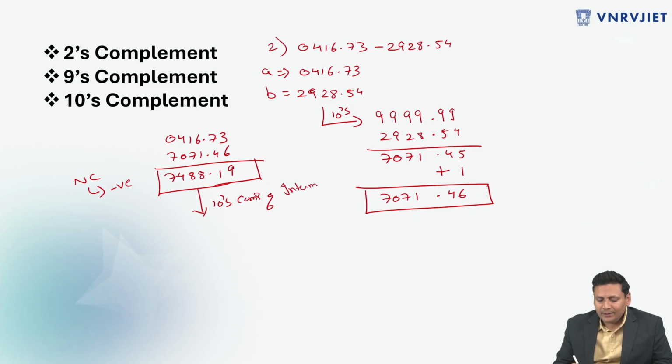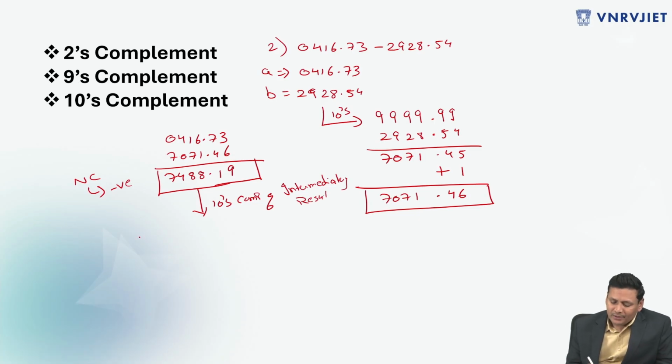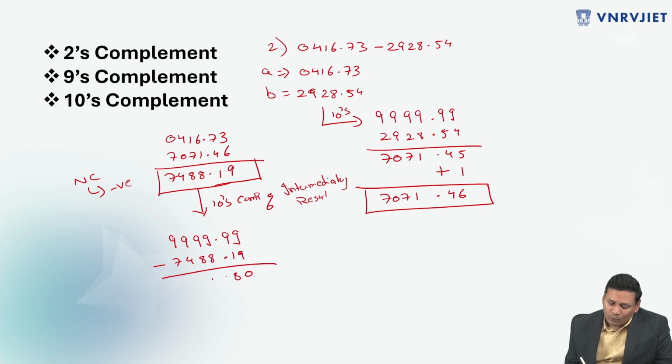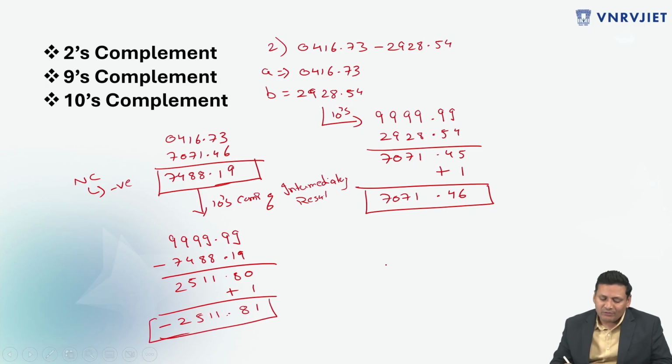So this is my intermediary result, right? To get the final answer, we have to find out the tens complement of this intermediary result. So let us find it out. 9999.99 minus 7488.19 will be 2511.80. To it I am going to add 1. So it will be 2511.81 with a negative sign. So this is the final answer which I got.